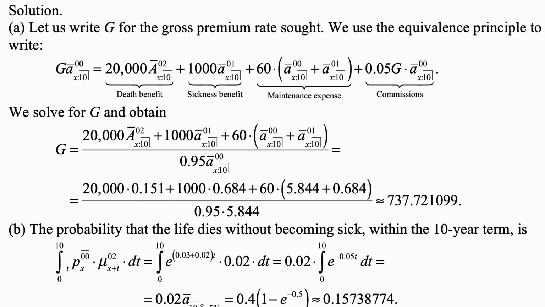We get approximately 737.721,099. Part B, the probability that the life dies without becoming sick within the 10-year term is the integral from 0 to 10 of TPX 0, 0 with a bar times mu x plus T02 dt. So continuously in state 0 and then drop dead, a transition from state 0 to state 2.